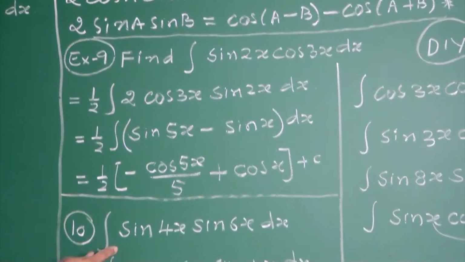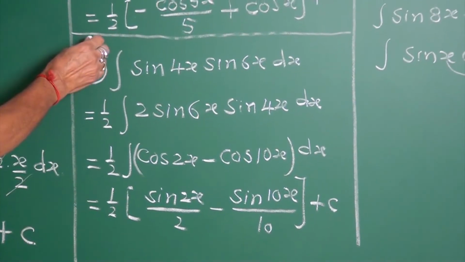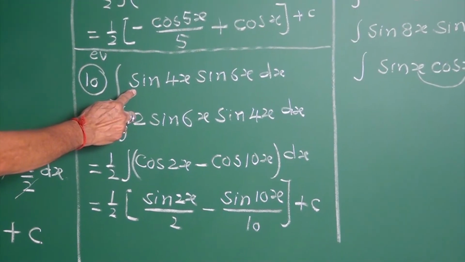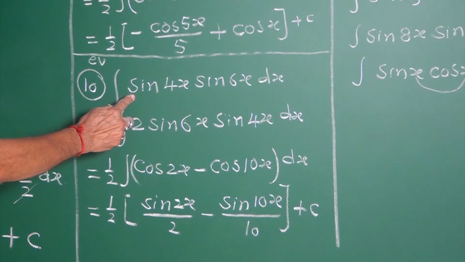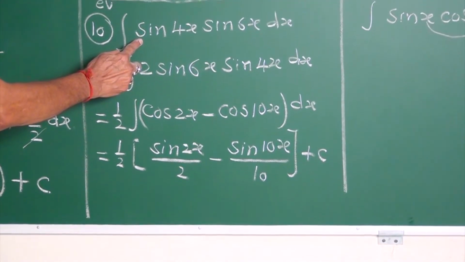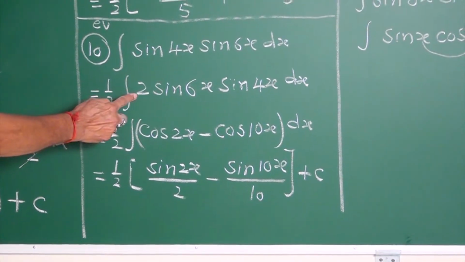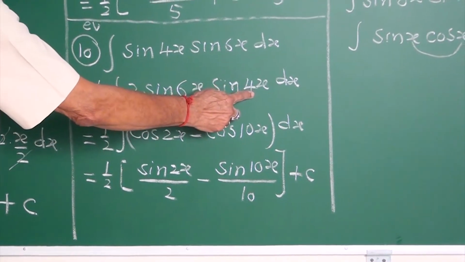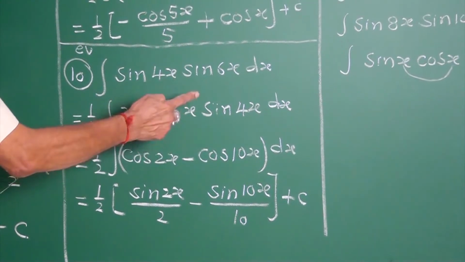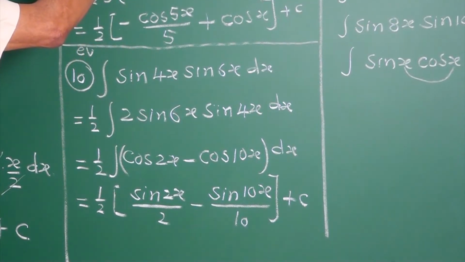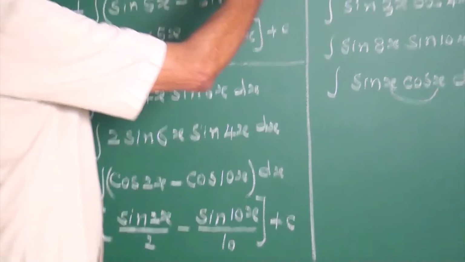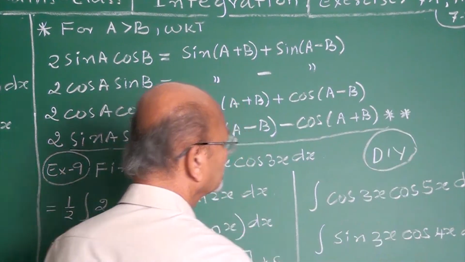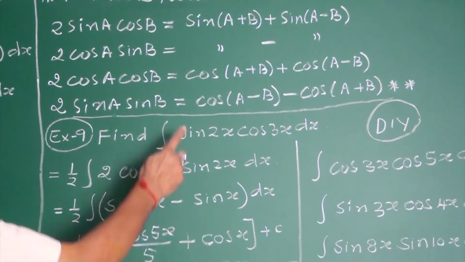Next, evaluate the integral of sin 4x into sin 6x dx. 1 by 2 into 2. Sine of the bigger into sine of the smaller angle. Both are sine. When both are sine, it is special, that star, my friend. If you want, I make it a double star. Remember, double star.